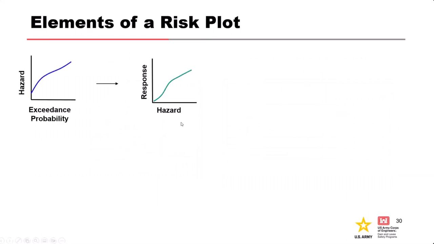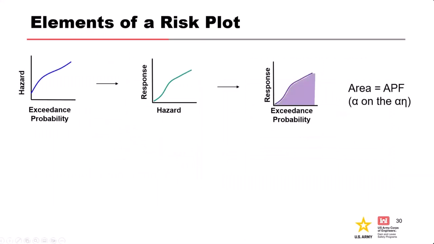All right, so again, where these come from in terms of our risk equation. When we combine the hazard and the system response curves or input functions, we get effectively an exceedance probability for the response, or vertical here is probability of failure for response. We integrate that, so again, that's the area under it, and that's our annual probability of failure, which we now call alpha on the alpha n plot, formerly the little fn.